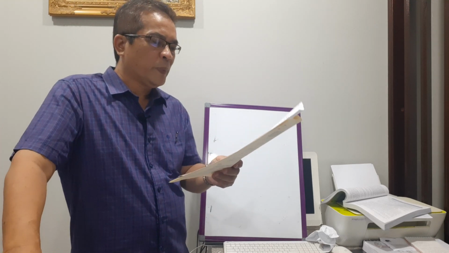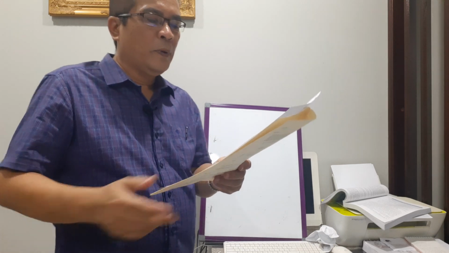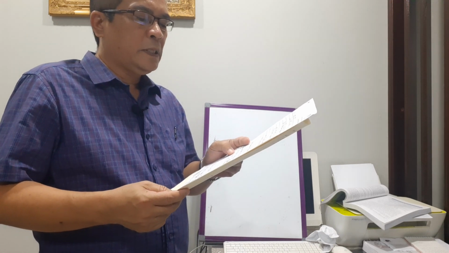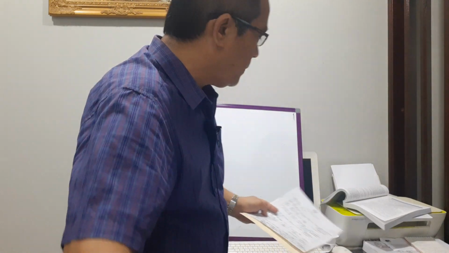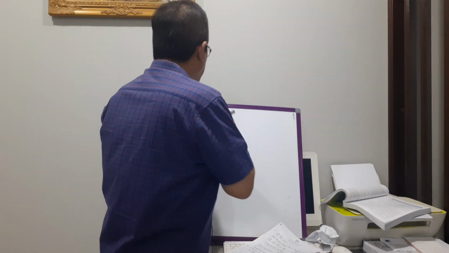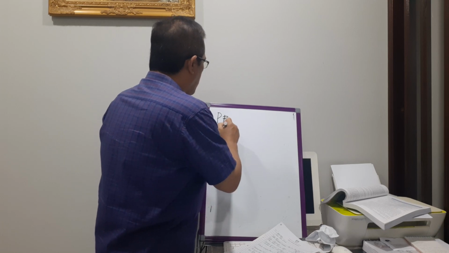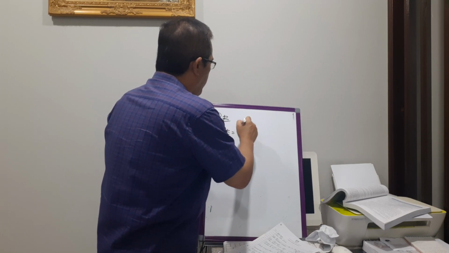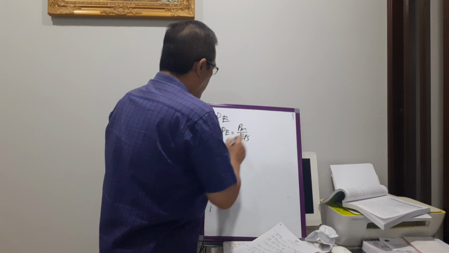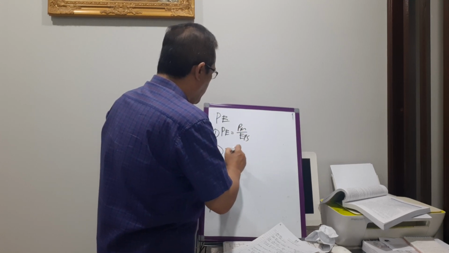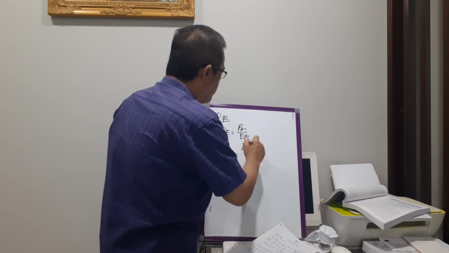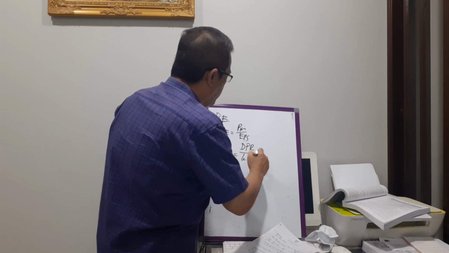Okay, so the question asks you to solve for price earnings ratio. As we know, there are two methods of calculating price earnings ratio. So price earnings ratio can be calculated using either market price over earnings per share, or price earnings ratio is equal to dividend payout ratio over K minus G.